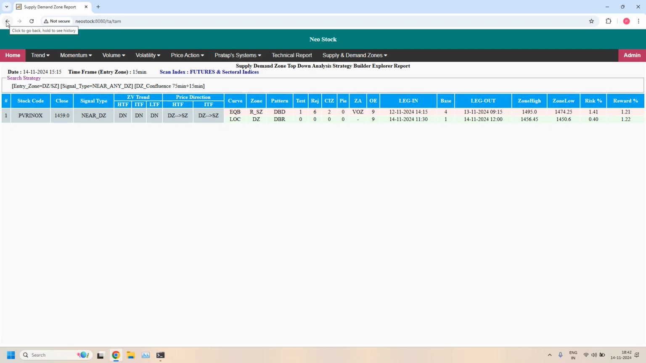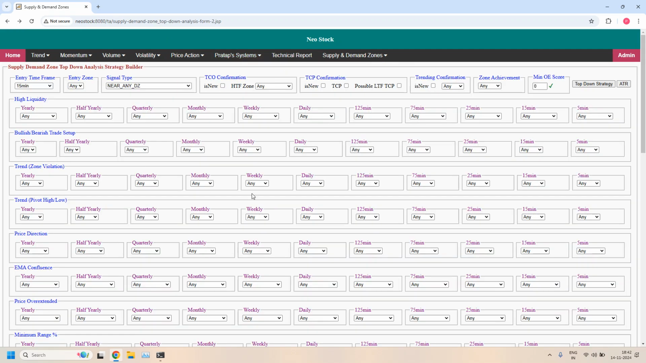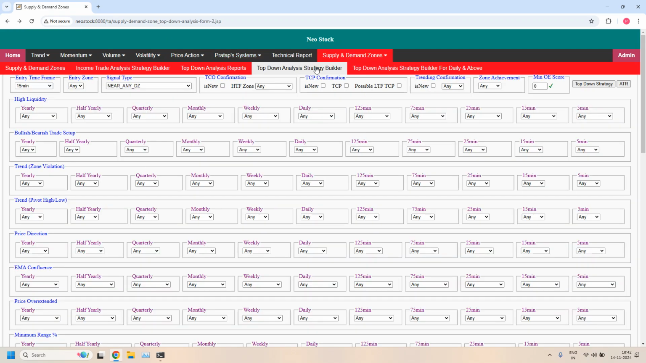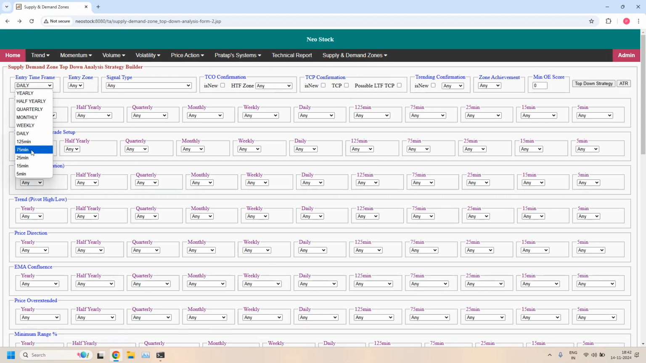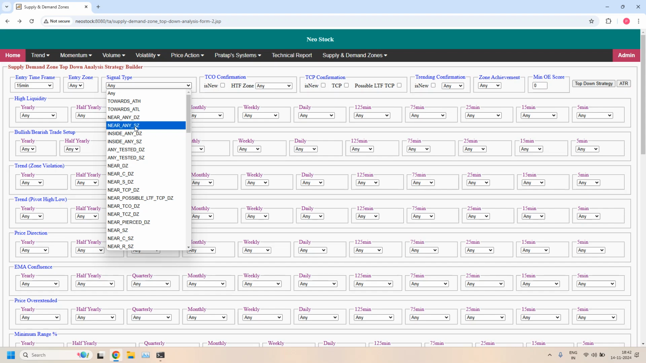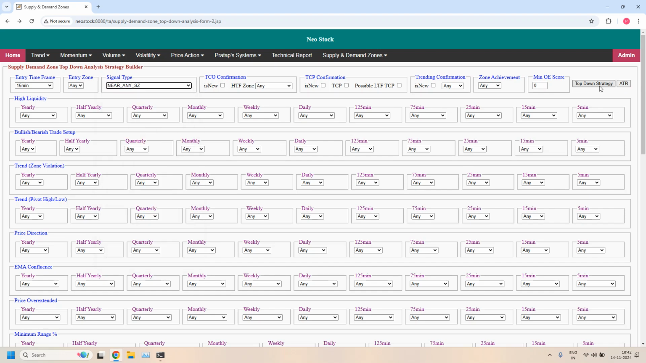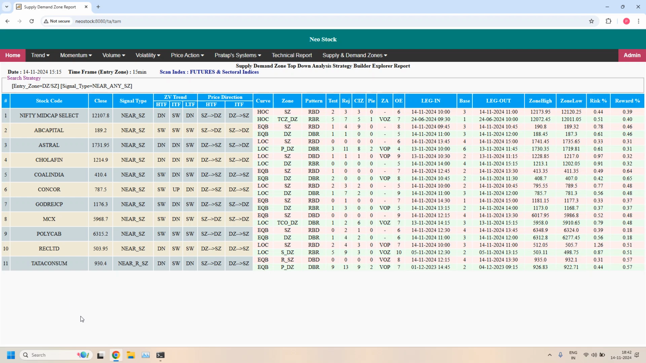Okay, next, 15 minutes time frame. Let's find the stocks near 15 minutes supply zone. 11 stocks are filtered. Out of these 11, how many are having ITF confluence? Let's verify.